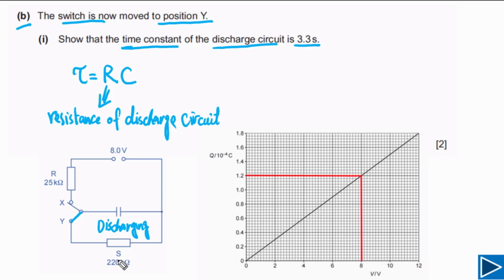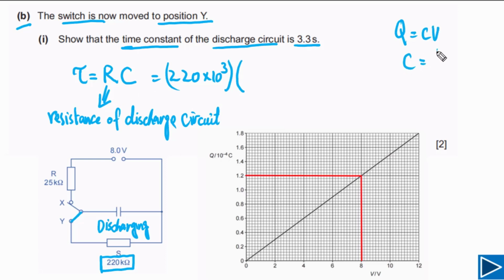So in this case, the discharge circuit has a resistance equal to 220 kilo ohms. So simply we can use here R is equal to 220 kilo ohms. So this is the value of R. Now we need to calculate the value of C as well. But Q is equal to CV. Simply we can say C is equal to Q over V.